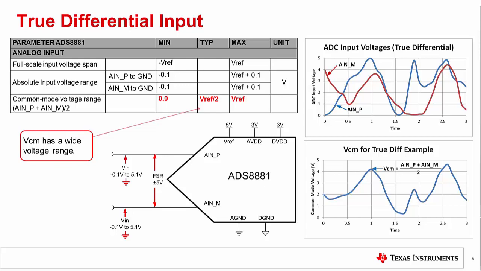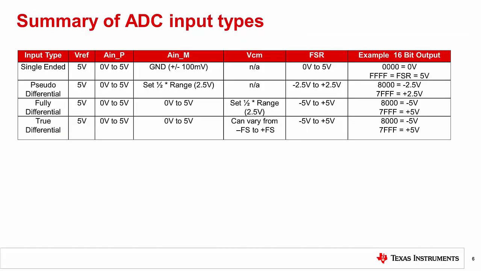The ADS-8881 was the first true differential input device that TI released. This table gives a summary of the ADC input types. It assumes a 16-bit ADC and uses a 5-volt reference voltage for easy comparison between the input types. This table will quickly allow you to compare and contrast the input pin voltage ranges, the common mode voltage ranges, the full-scale range, and the output code ranges. Since we already covered each topology, we will leave this table for your reference later.